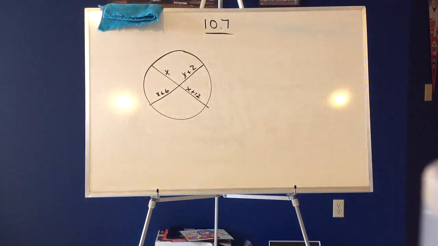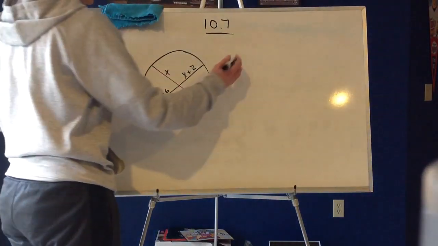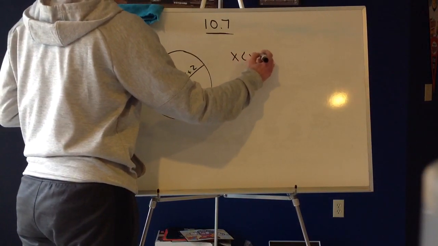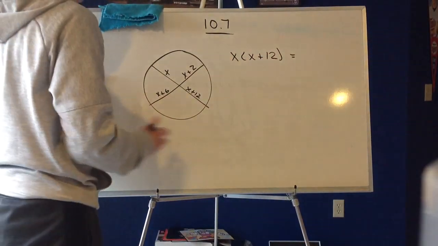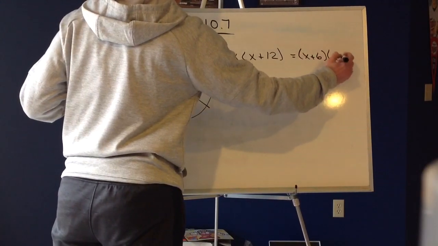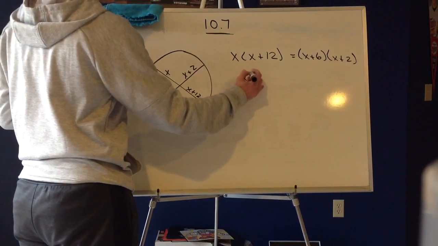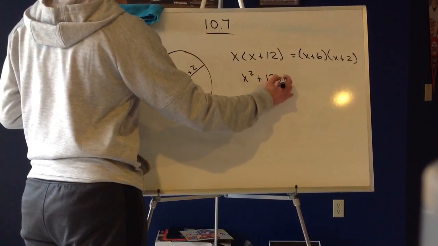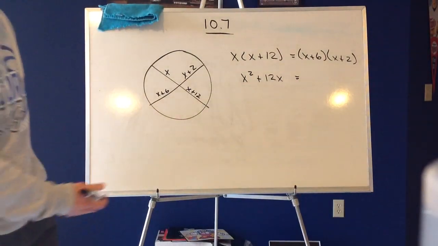Again, same idea as before. We're going to multiply the pieces of the same chord. So we're going to take X times the X plus 12. Again, have to have parentheses there. And then we're going to take the X plus 6 times the X plus 2. This side just normal distributing. You'll get your X squared plus 12X. This side we'll have to make sure you distribute / FOIL.